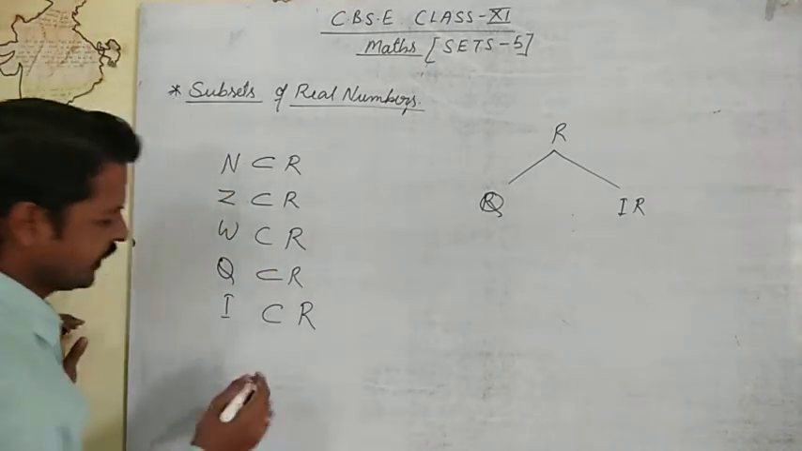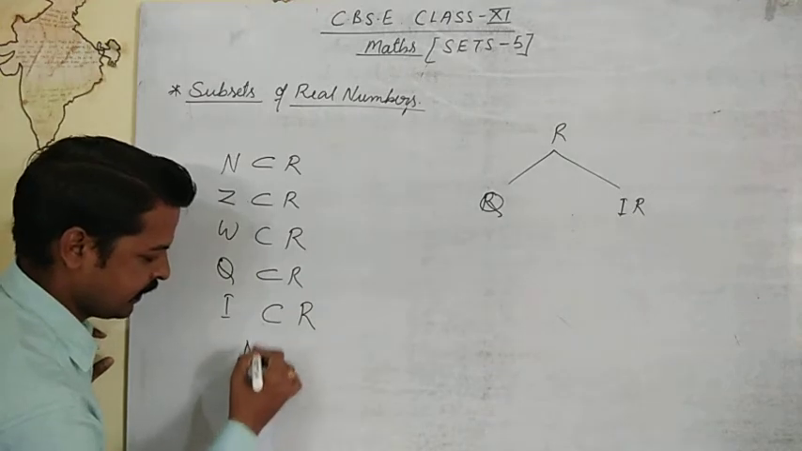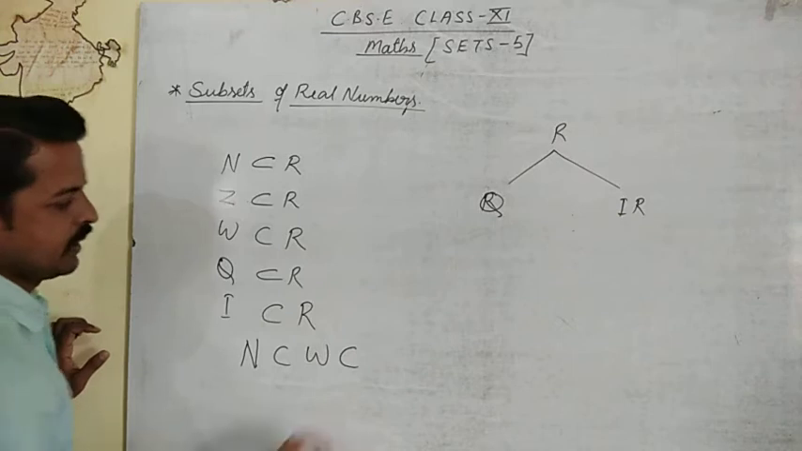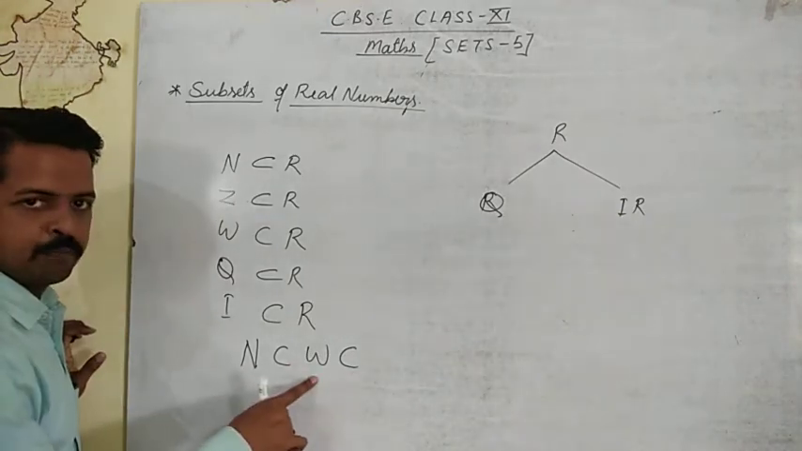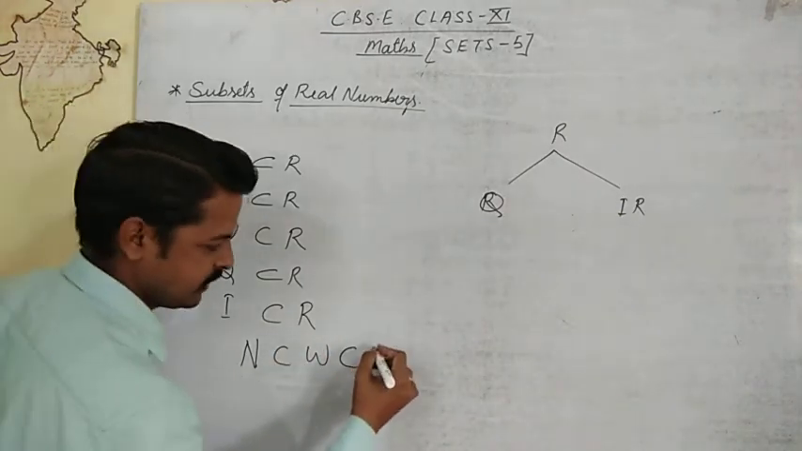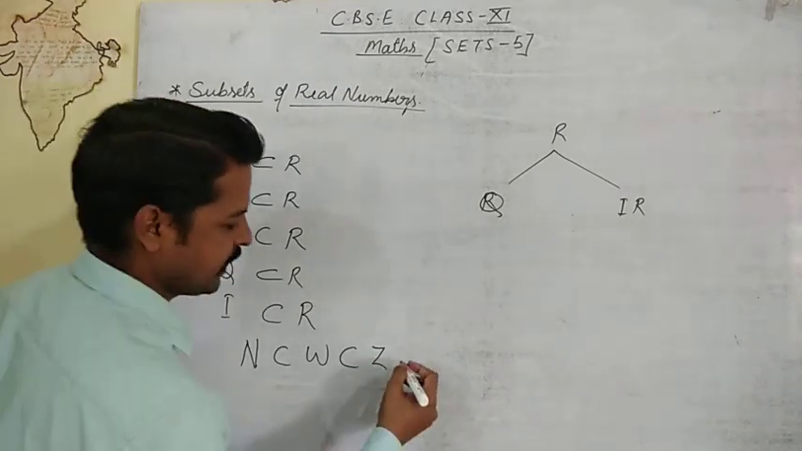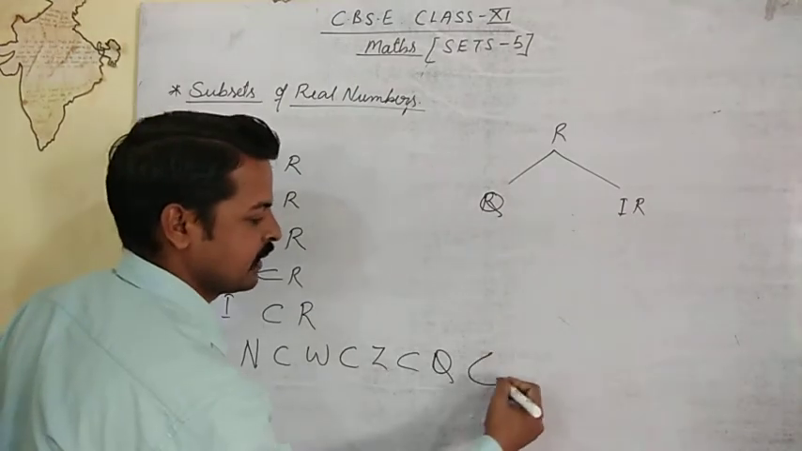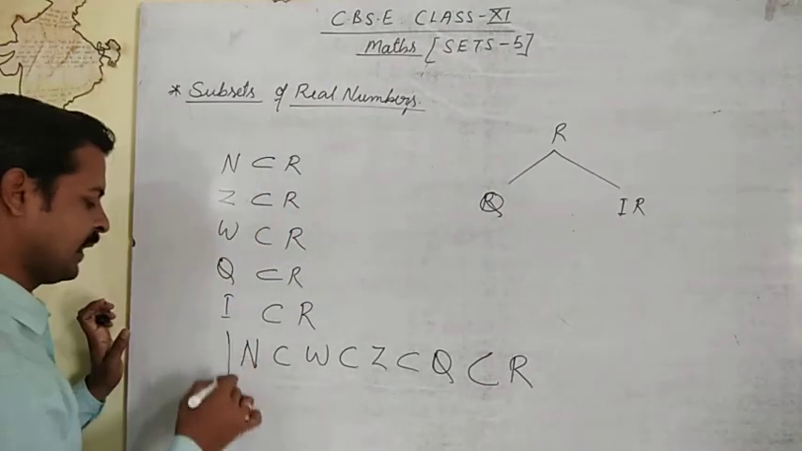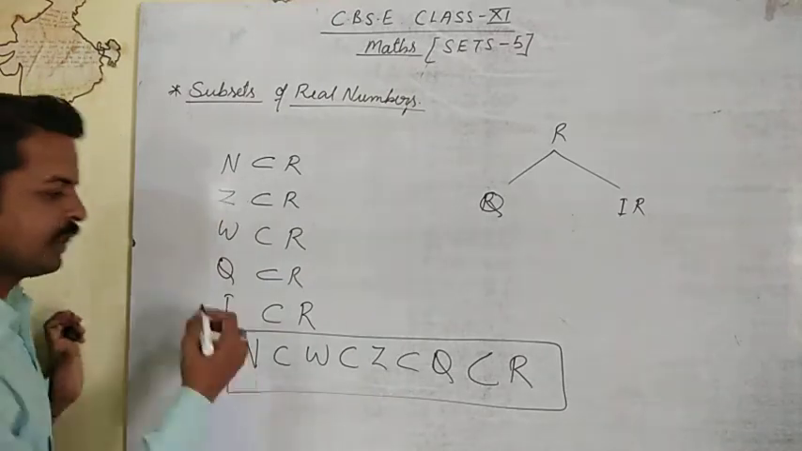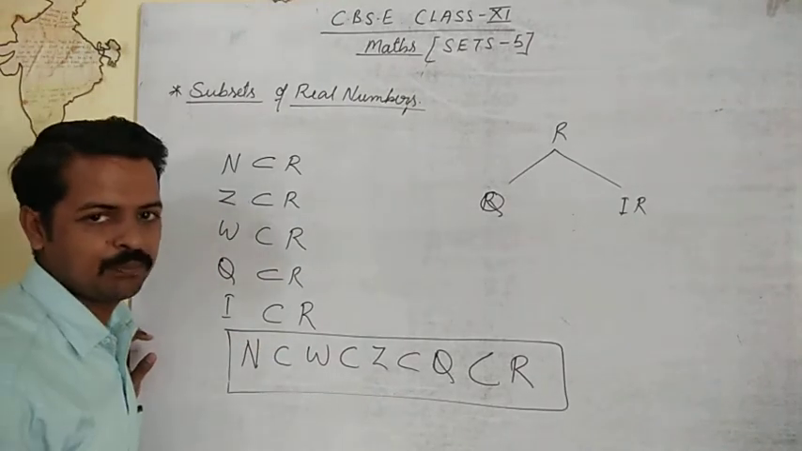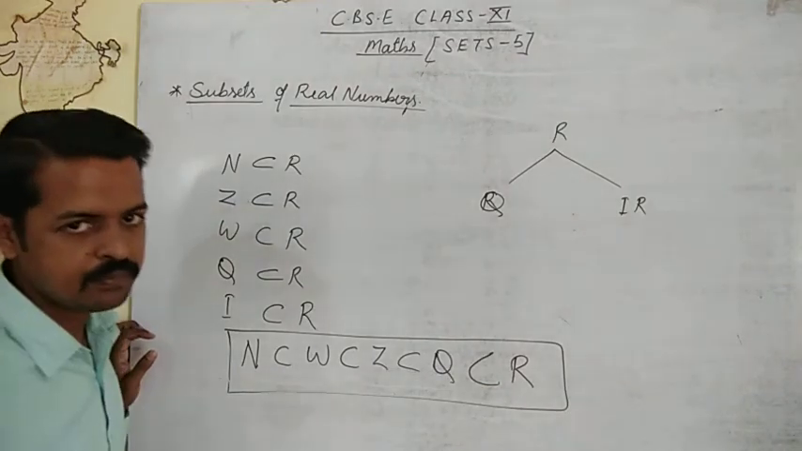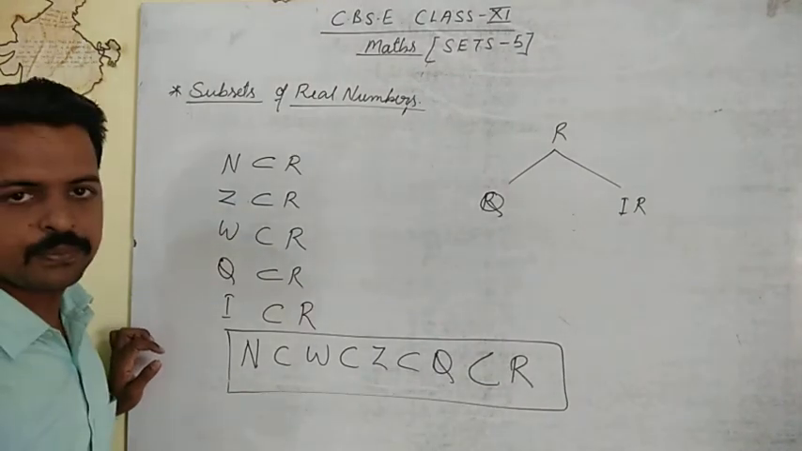Or wait a minute. Let's see the order. N is a subset of W. Every natural number is a whole number. Every whole number is what? An integer. Every integer is what? A rational number, and every rational number is what? A real number. So in short, I can say like this. Don't worry, I have not mentioned irrational numbers over here because irrational numbers do not belong to any one of these. It's separate. Please pause the video, note it down.